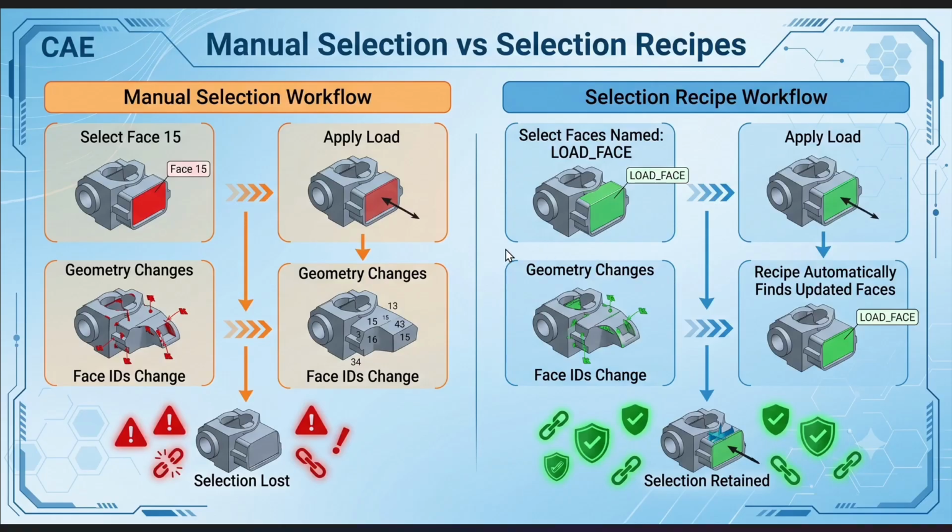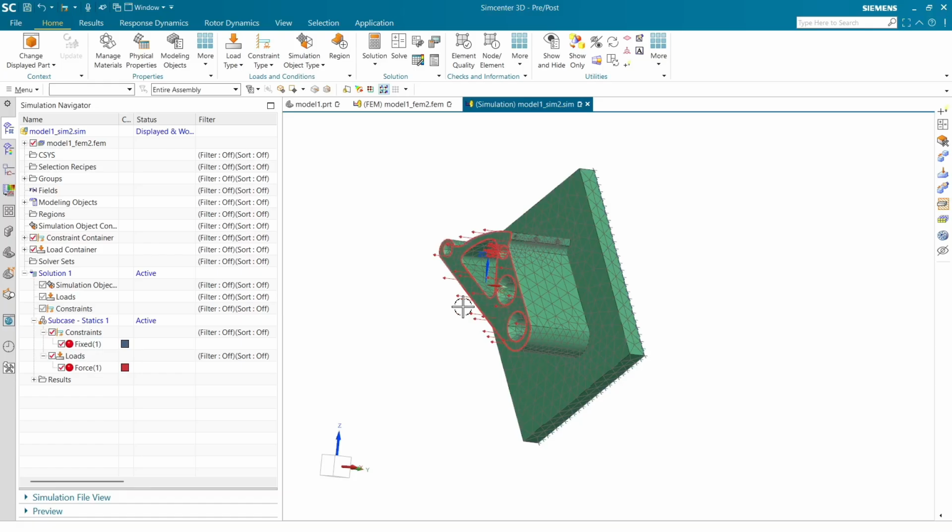The very first concept of the selection recipe is that it tries to capture the engineering intent. Let me explain. Suppose in a manual selection workflow you tell the software that this is the face to choose, say face number 15 is selected. You apply some load, and then you modify the geometry. As soon as you modify the faces, the nomenclature, the IDs of the faces, will change. Face number 15 will be something else now, and the selection will be lost, as we have seen in this existing case.